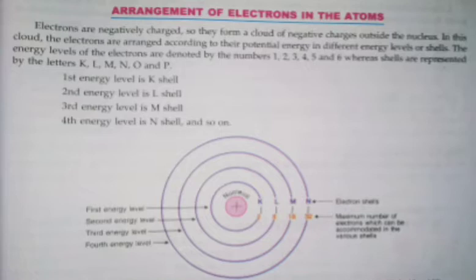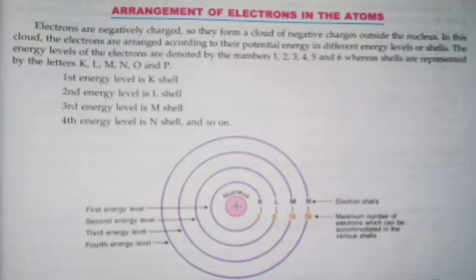The energy levels of the electrons are denoted by the numbers 1, 2, 3, 4, 5, 6, and so on. And these are represented by the letters K, L, M, N, O, P respectively. Means the first energy level is K, second is L, third is M, fourth is N, and so on. Keep in mind, you cannot change the sequence of these letters or the numbers.